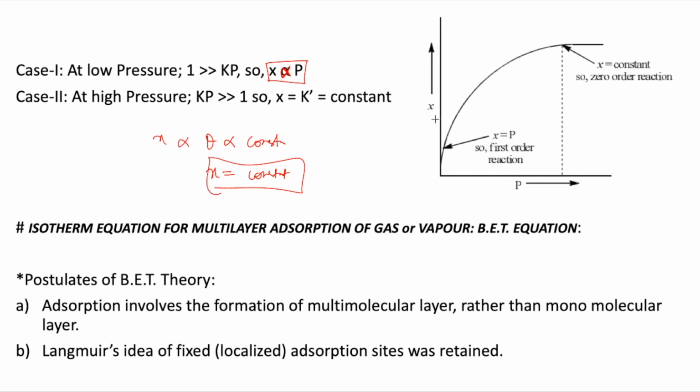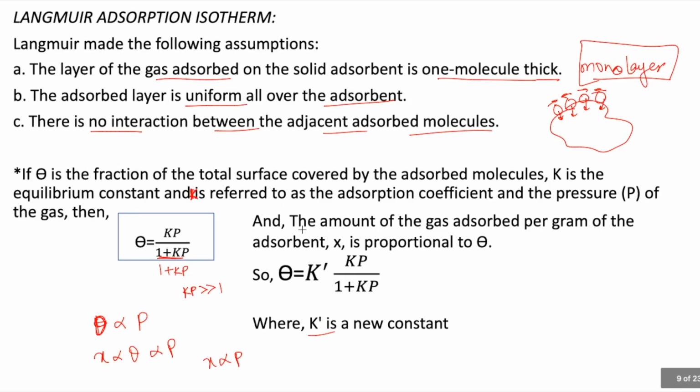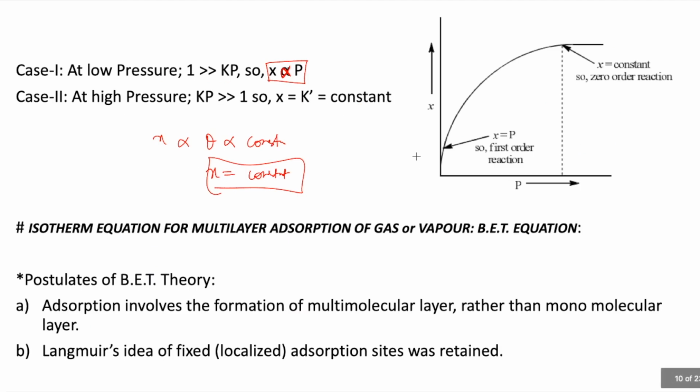So if I plot X, what is X? X is basically the amount of gas which is adsorbed per gram of the adsorbent. So if I plot the amount of gas adsorbed versus pressure, initially it is first order, that is at low pressure it is first order, but at high pressure it becomes a zero order reaction.